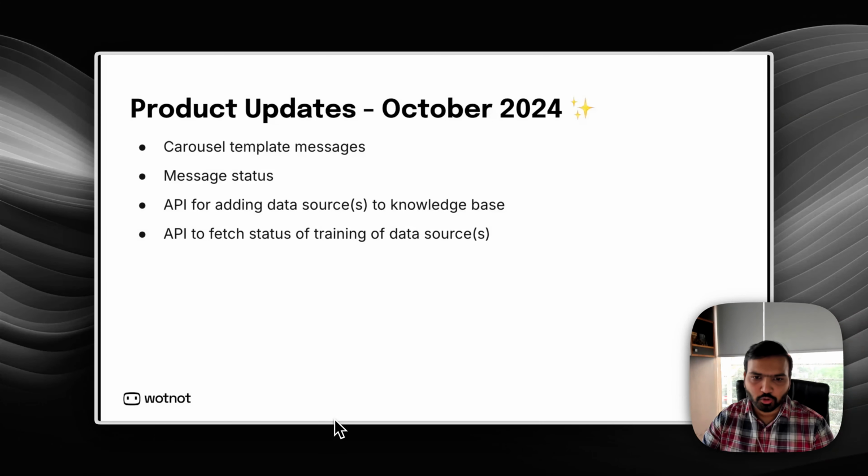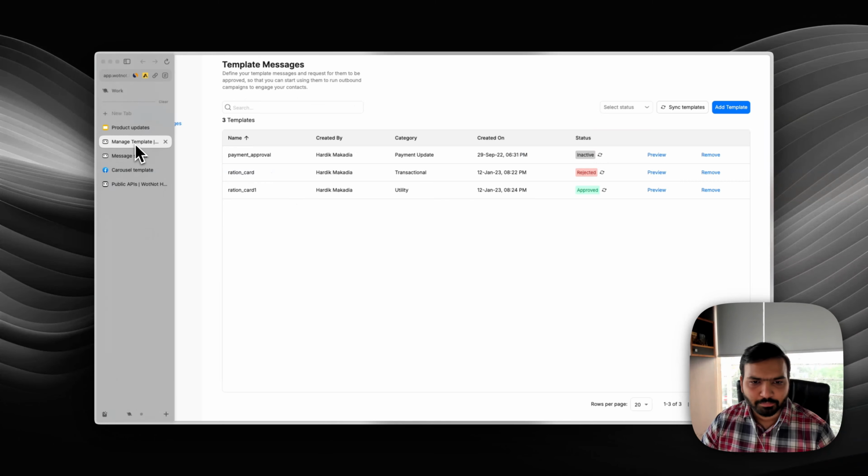So last month in October, we launched a few new updates. So in this video, we'll be taking you through each of them one by one. Number one is Carousel message type. So we added support for creating Carousel message type on WhatsApp.